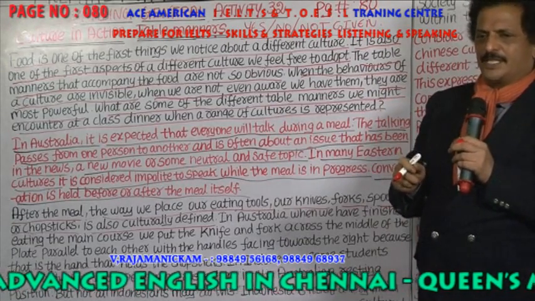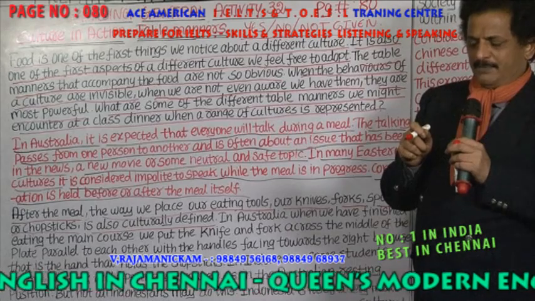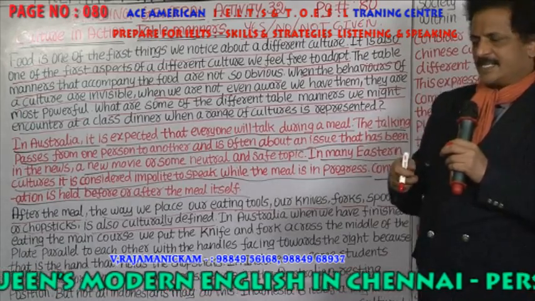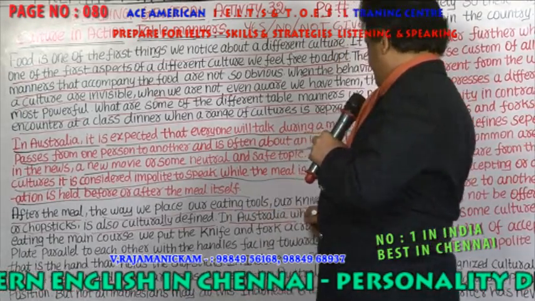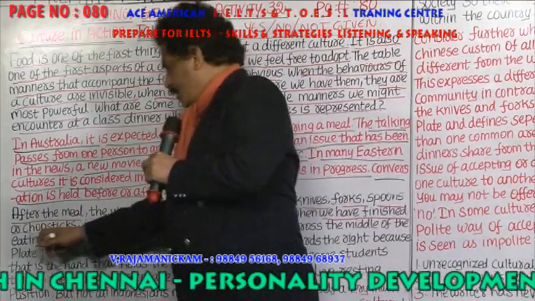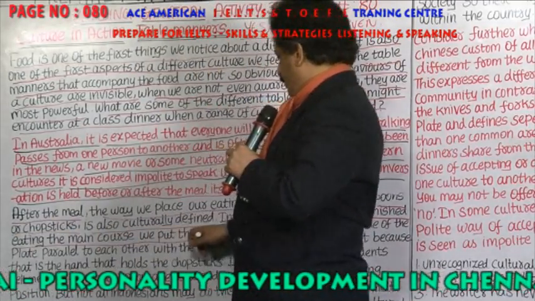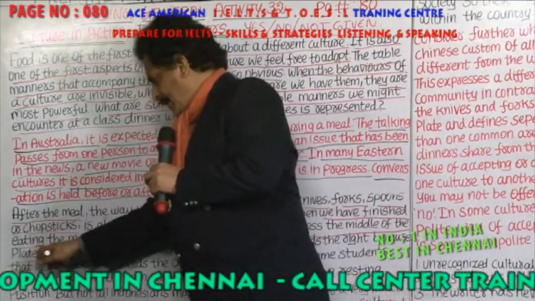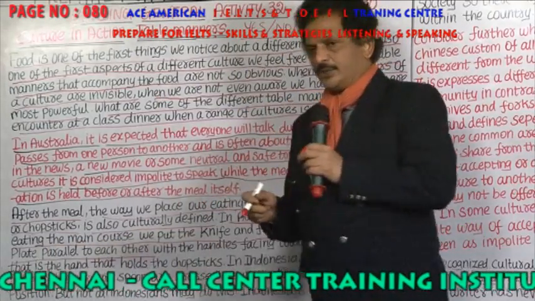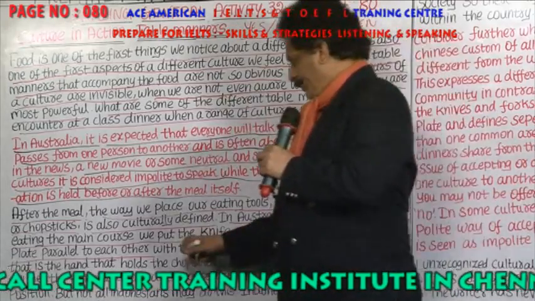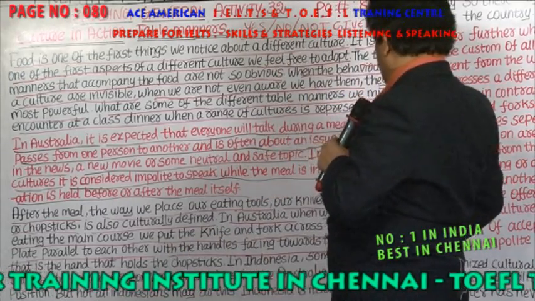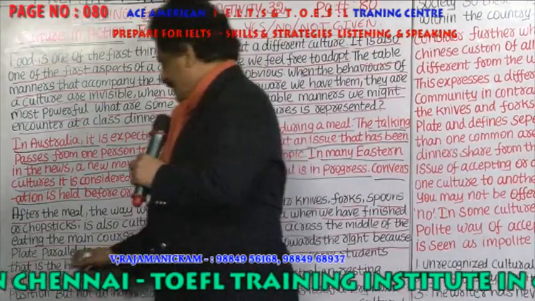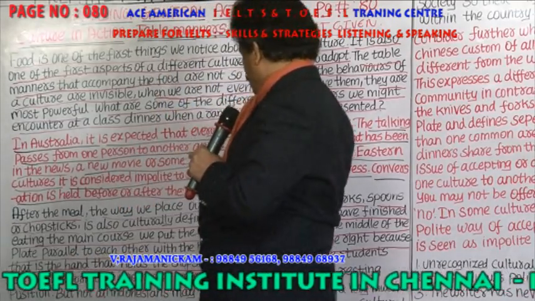So the culture differs. One culture says you have to keep the knife and spoon in a crossed state, or on the right side, or in a parallel state. So here in Australia, what is it? When we have finished eating the main course, we put the knife and fork across the middle of the plate parallel to each other. So parallel to each other, you put the fork and spoon with the handles facing towards the right. The handles of the knife and spoon should face right, because that is the hand that holds the chopsticks.